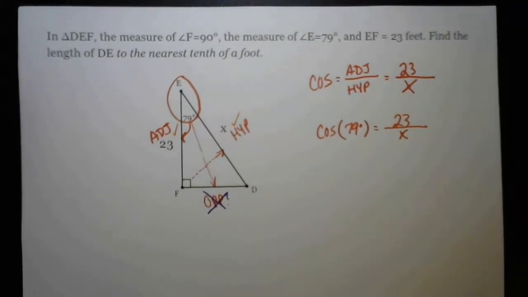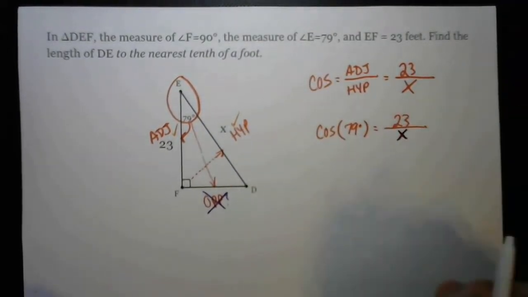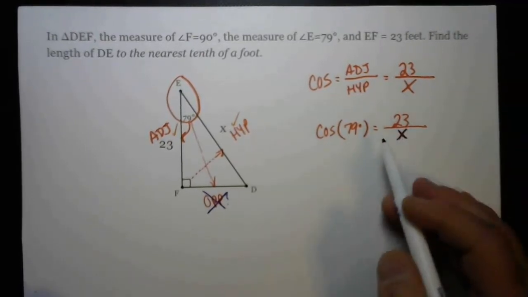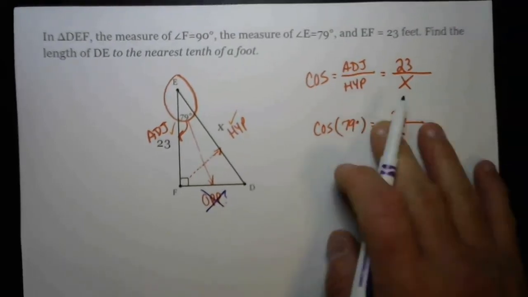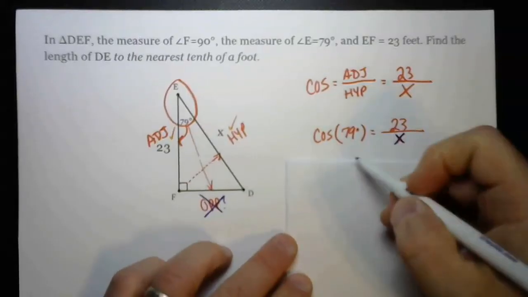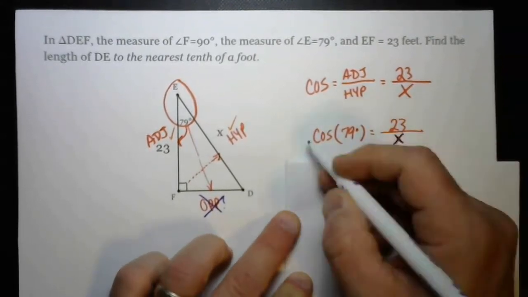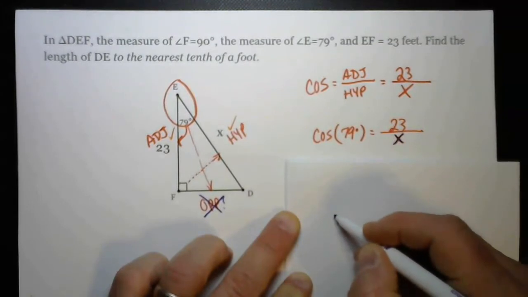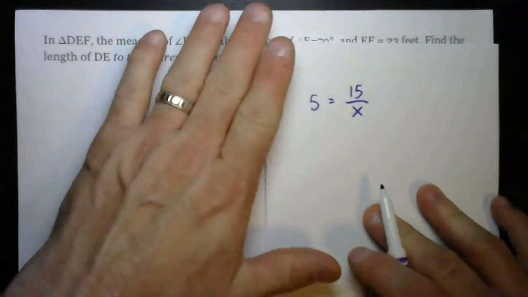Now I need to get x by itself. I need to solve for x because after all, that's what I'm solving for, this hypotenuse over here. How do I do that? Algebraically, let's just take this step by step. Let's look at a simple example for the algebra. Everybody gets confused on the algebra. What if I had a simple number? Cosine of 79 is just a number like maybe 5. 5 equals, let's say, 15 over x.